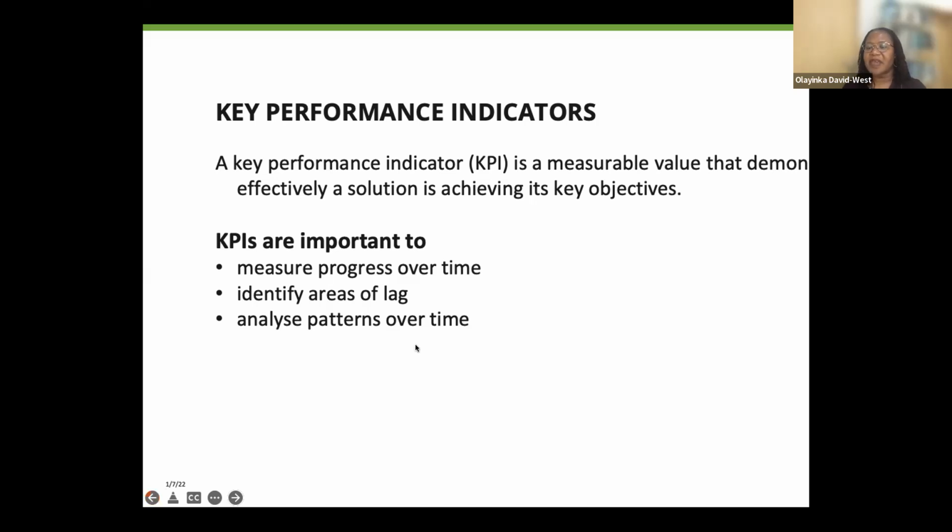So key performance indicators are measures of value that demonstrate how effective a solution is at achieving its objectives. And these are quantifiable measures. So we need to look at what metrics we can attach to a product, that we can use to measure progress over time, identify areas of lag, and analyze patterns as well.